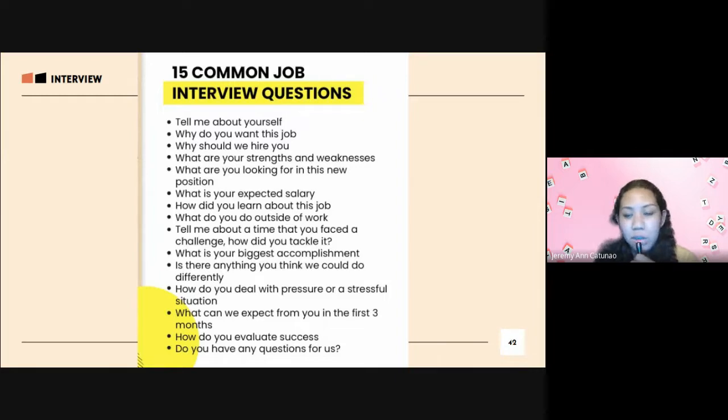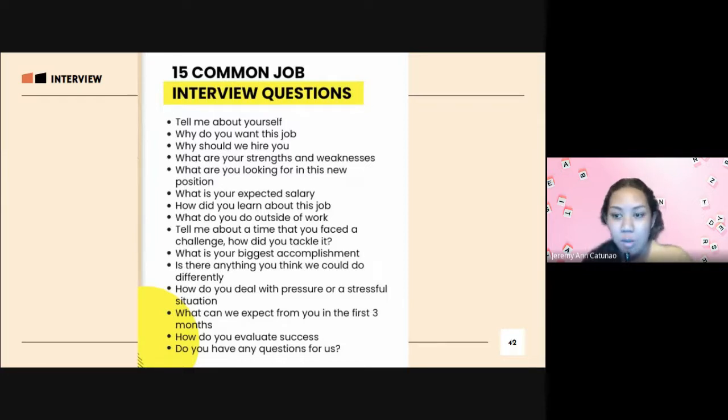So how did you learn about the job, what do you do outside of work? Usually they ask this because they want to know what your personal life is, or they want to know something that is not in your resume, the things that you cannot state in your resume. How do you deal with pressure, for them to find out if you are qualified for the job? What can we expect from you? What are the things that you can offer for the company?